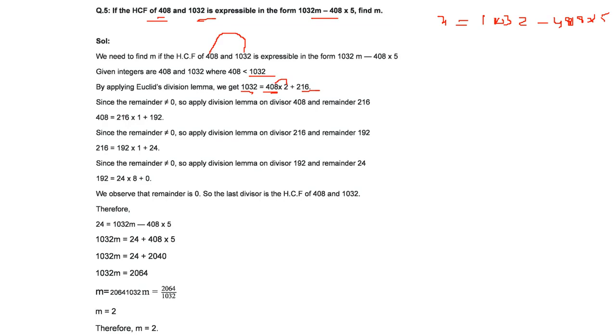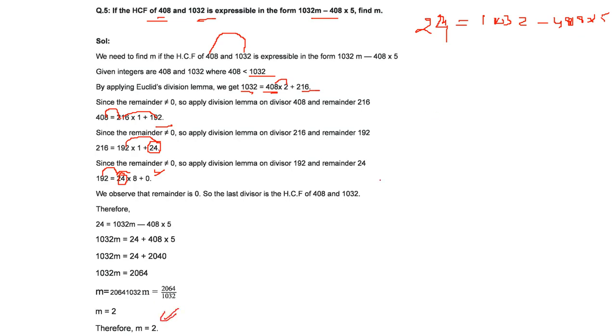So 408 can be written as 216 into 1 plus 192. 216 will be equal to 192 into 1 plus 24, not remainder 0. Then we'll reapply with 192 and 24. So 192 is 24 into 8, we get 0. So 24 is our HCF. As I said, we'll equate 24 with 1032m minus 408 into 5. So when we solve this, we get m equal to 2.